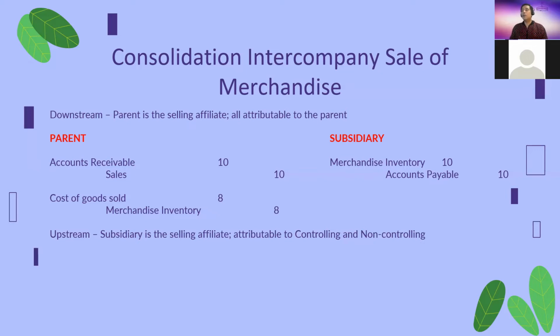Now, to illustrate this better, let's first discuss, as we said, parents and subsidiaries are separate entities, separate legal entities. So therefore, they keep separate books of accounts. For example, in the downstream, as we said, the parent is the one who sold.